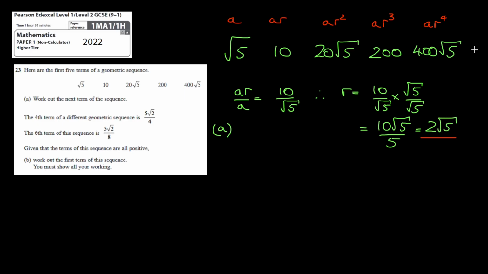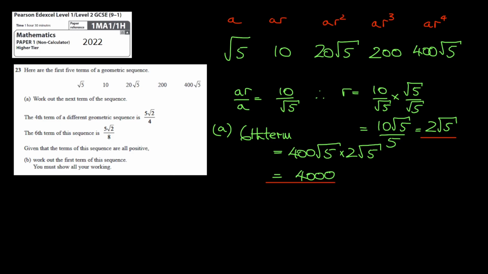So if we need to find the next term, the 6th term equals 400 root 5 multiplied by 2 root 5. So that's 800. 800 times 5 is 4,000. And that's your answer. Now let's have a look at part B.